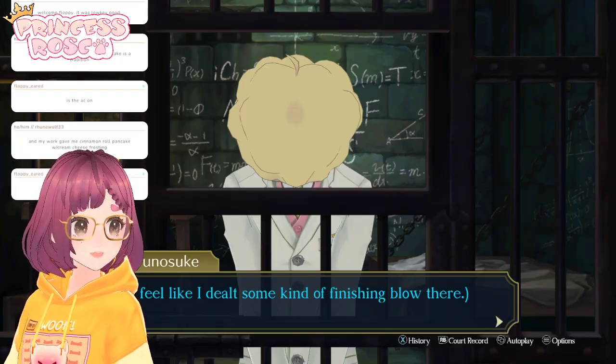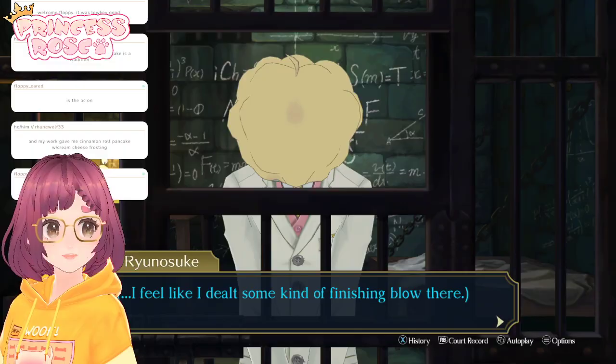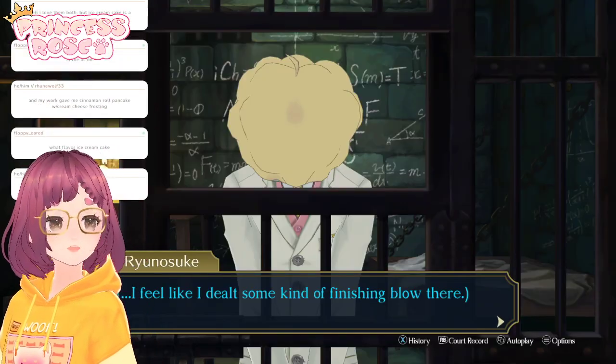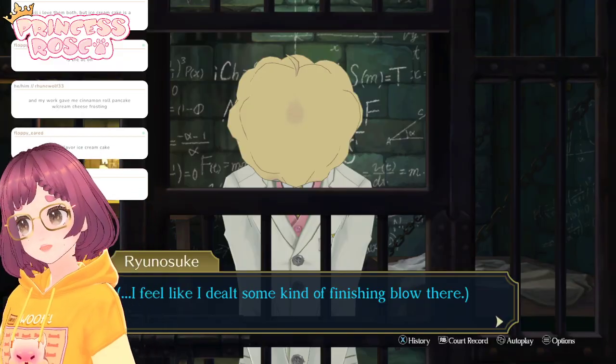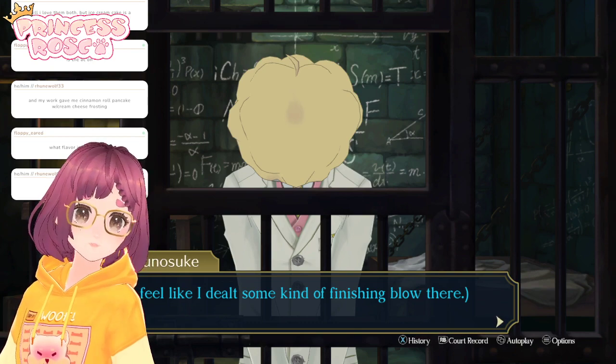Love them both, but ice cream cake is a tradition. Ooh, work gave me cinnamon roll pancake with cream cheese frosting. Oh, yum. Yeah, what flavor ice cream cake? Cookies and cream. Oh, that sounds delicious. Cookies and cream ice cream is so yummy.